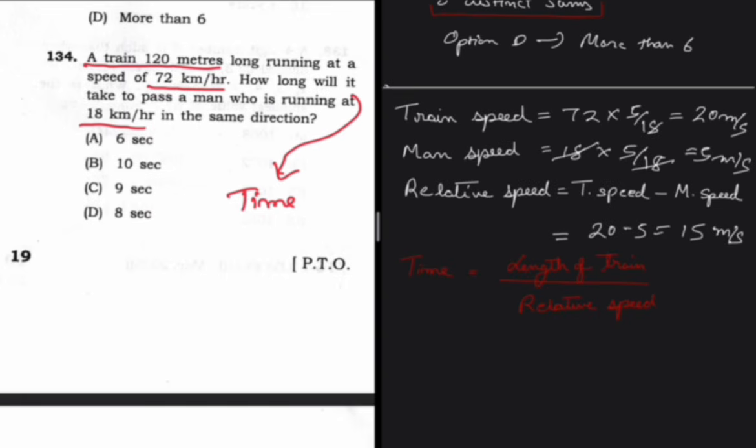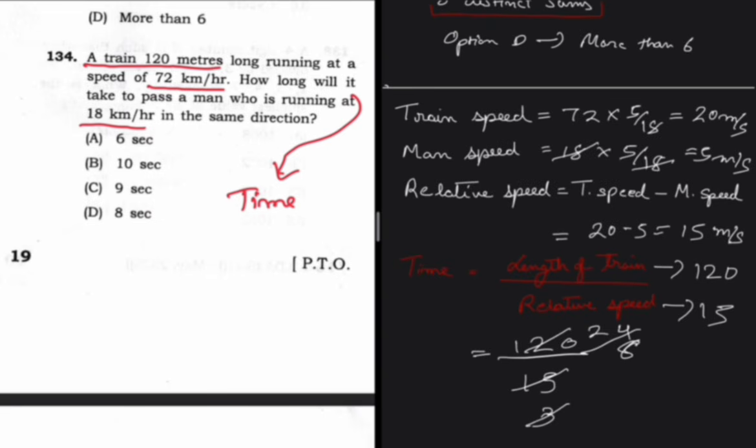Now the time is the length of the train, that is 120, divided by the relative speed, that is 15. So 120 divided by 15. If you cut this with 5, this will be 3, and this will be 24. We'll cut again 3 with 24, this will be 8. So the answer is 8 seconds. Hence option D is the correct answer.